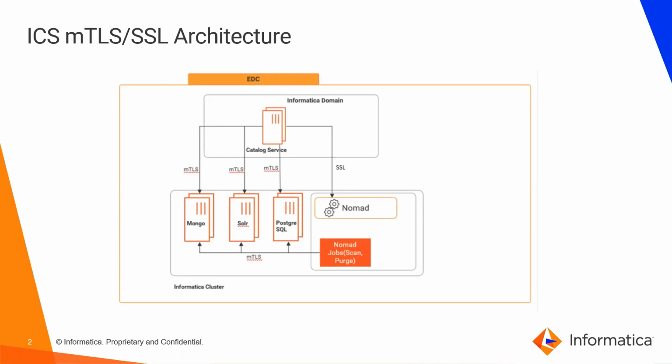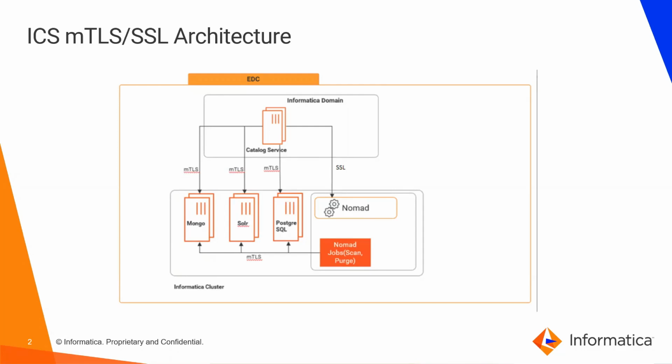So basically on the Informatica domain server, we'll have the catalog service and Informatica cluster service running, and the cluster service will be interacting with the Mongo, Solr, Postgres, which will be running on the Informatica cluster servers using mutual TLS authentication. And since it is mutual TLS authentication, the existing CA-signed or self-signed certificates which were used for the Informatica domain or node or the admin console will not be useful for the ICS components which are listed here.